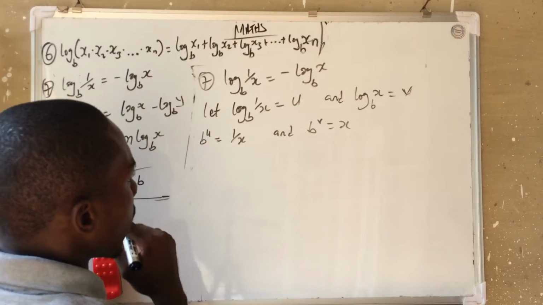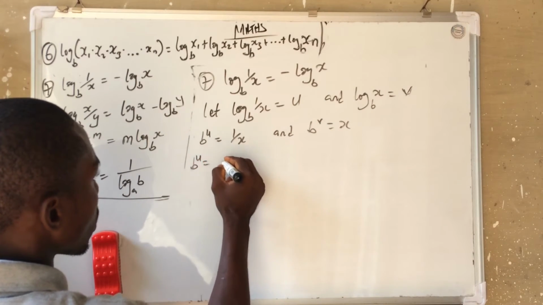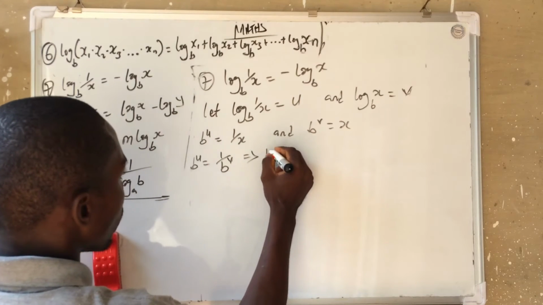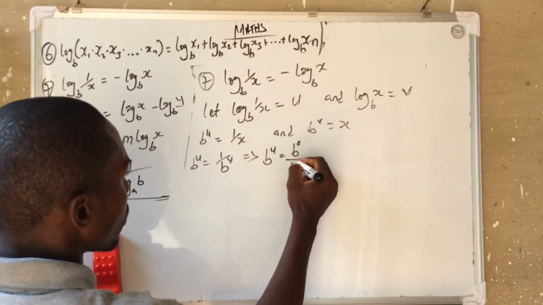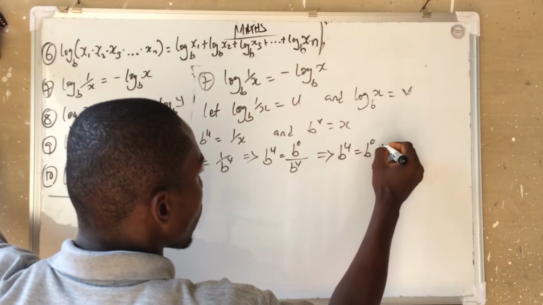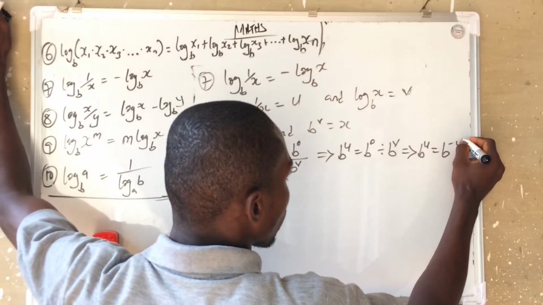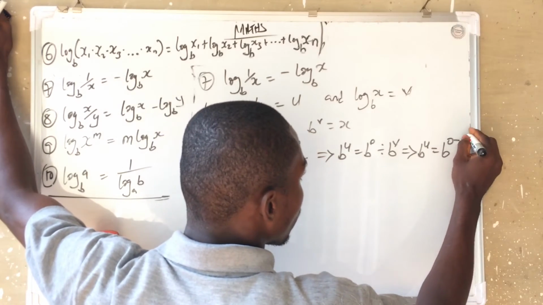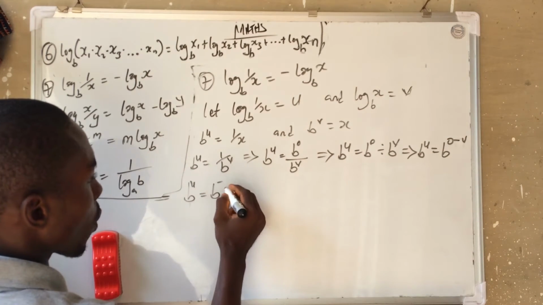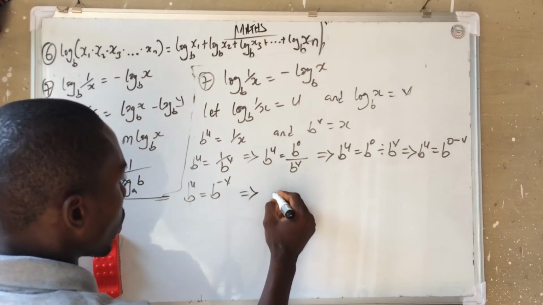So now I'm going to substitute this x here. I now have that b raised to the power u is equal to 1 over b raised to the power v. This will give us that b raised to the power u is equal to b raised to the power 0 over b raised to the power v. Now this will give us b raised to the power 0 divided by b raised to the power v. Now this will give us b raised to the power u is equal to b raised to the power 0 minus v. Now this will bring us here, b raised to the power u is equal to b raised to the power negative v.